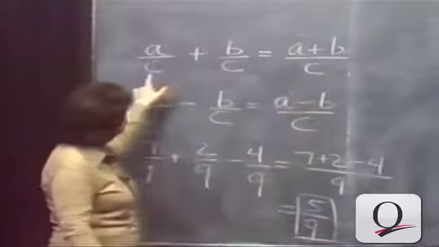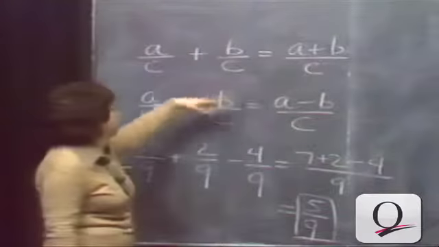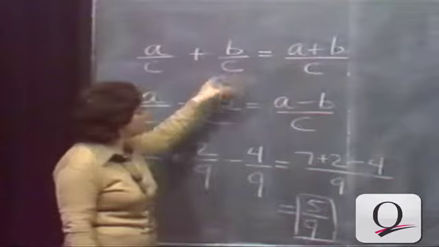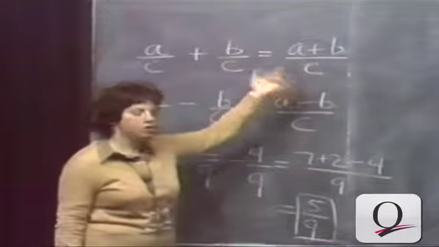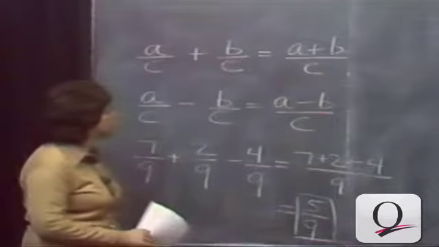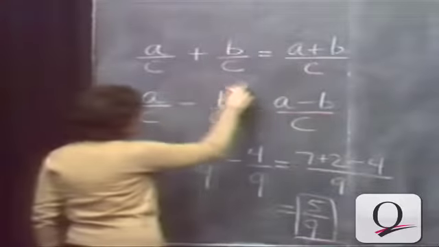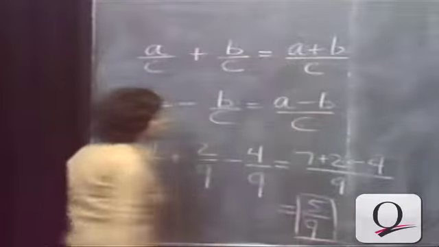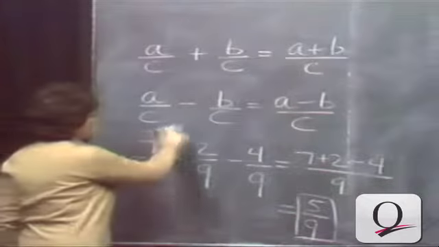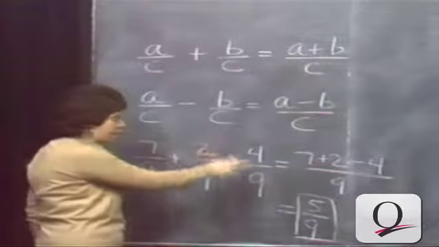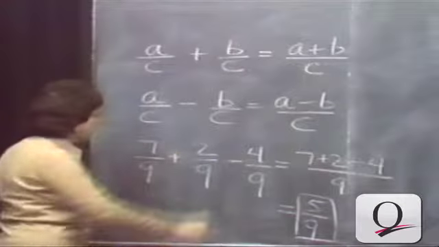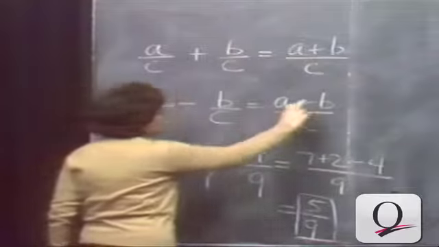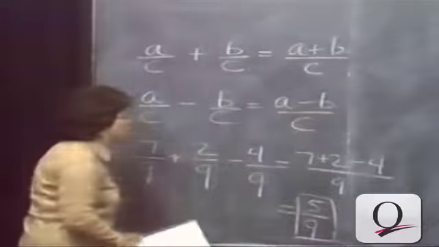If you have two fractions with the same denominator, a over c plus b over c, what you do is add up the numerators and place it over the common denominator. So a over c plus b over c is a plus b over c. And this is also good for subtracting fractions. If they have the same denominator, and that's a very important if, you subtract the numerators and place them over the common denominator.